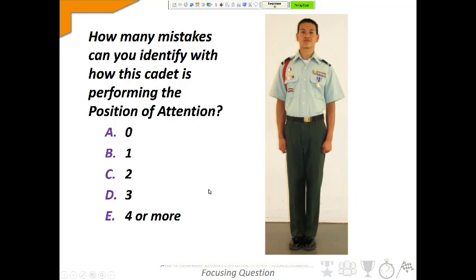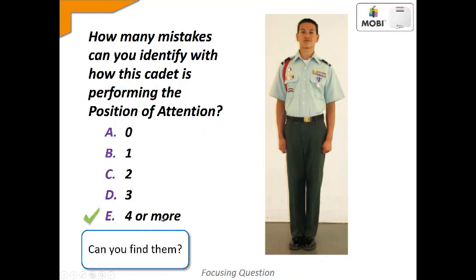And again, this is what it would look like with the technology, but even without the technology, the first click would give you a next animation. With the technology, you'll see the distribution here. The second click shows you the correct answer. The third click takes you to the next slide, which says, can you find them? So either with a Mobi, which is another bit of the technology, or just having the cadets verbally say, this is what I see that's wrong with the position of attention.